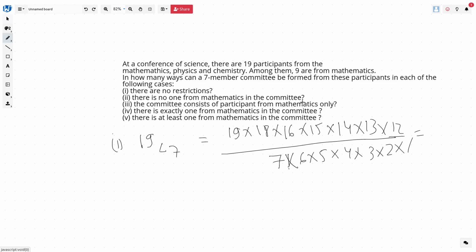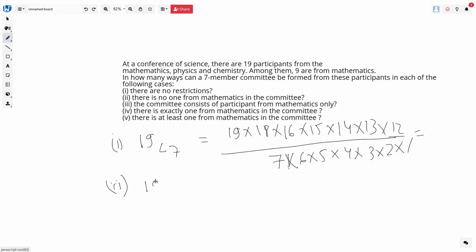There is no one from mathematics in the committee. Since there are 9 members from mathematics, and if there is no one from mathematics in the committee, how many participants are left? So we have a total of 19 participants. We will now attempt problem number 2.